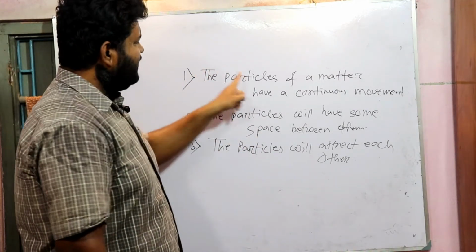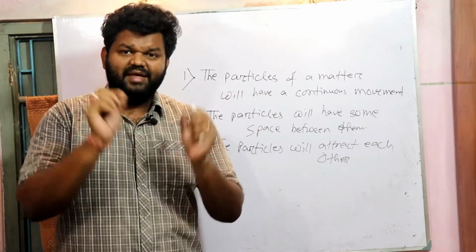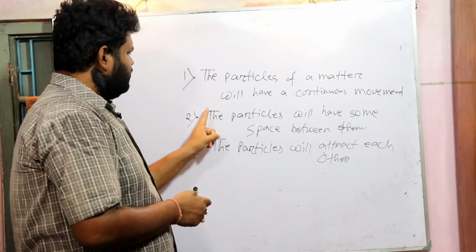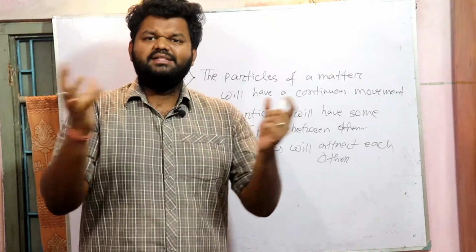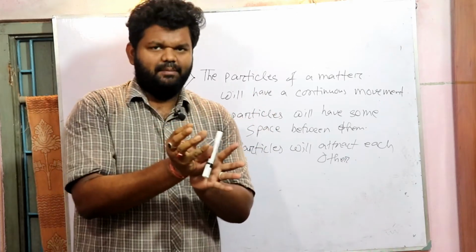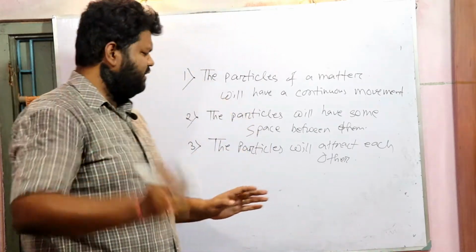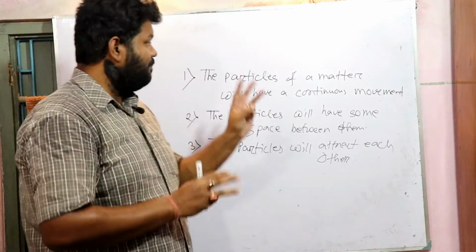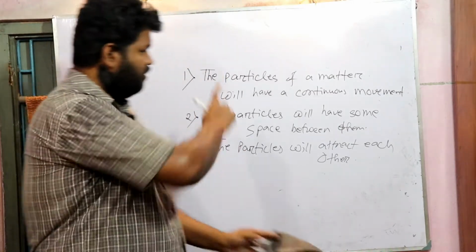That means the particles of a matter will have a continuous movement. The particles present in a matter are continuously moving here and there, number 1. Number 2, the particles will have some space between them. That means inside a matter, the particles will have some space between them. The space is minimum for solids, and this I will discuss later. Number 3, the particles will attract each other. These are the main 3 characteristics of a particle or of matter.